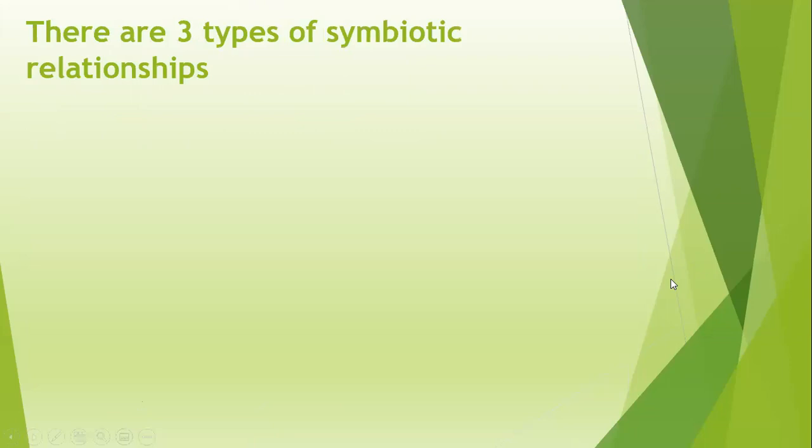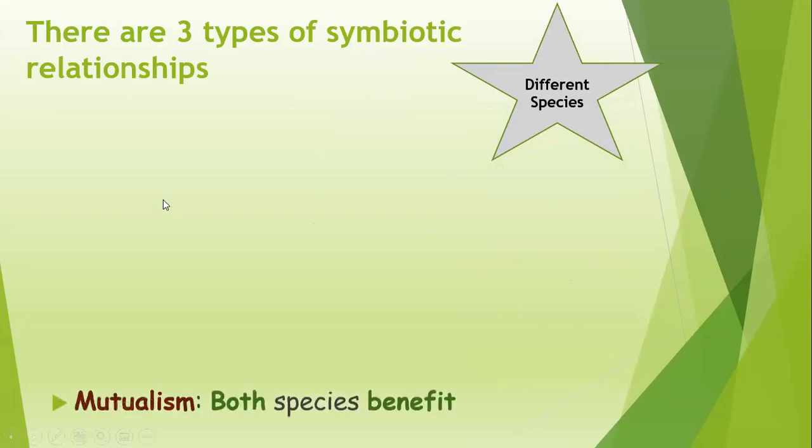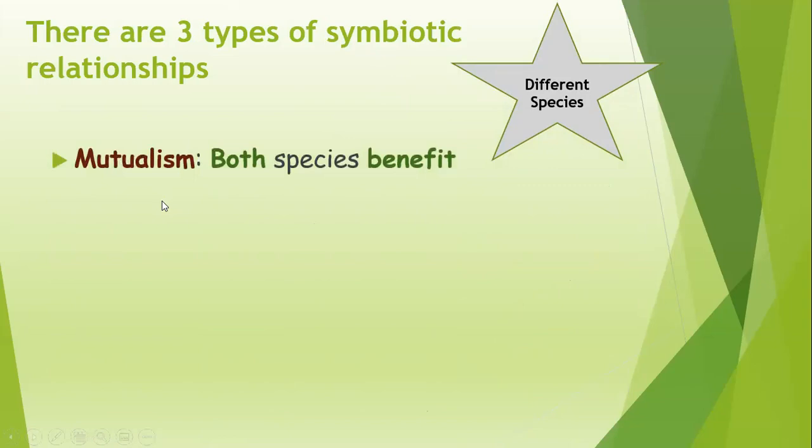Okay. Now, there are three types of symbiotic relationships that we have just studied. Before we go to those relationships, let's remind ourselves what a symbiotic relationship is. A symbiotic relationship is a long-term relationship, and it is always between different species, right? What are the three types we have just studied? First one, mutualism. In mutualism, we said both species must get the benefit, like the honeybee and the flower. The flower gets pollinated, and the honeybee gets its nectar.